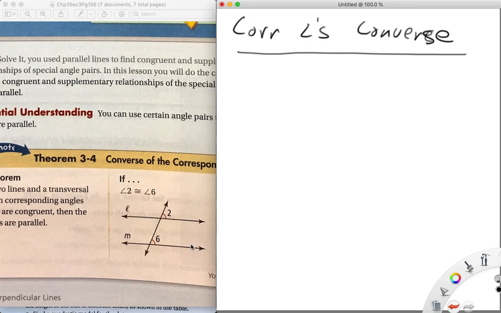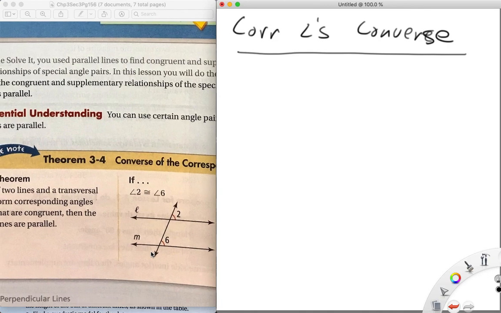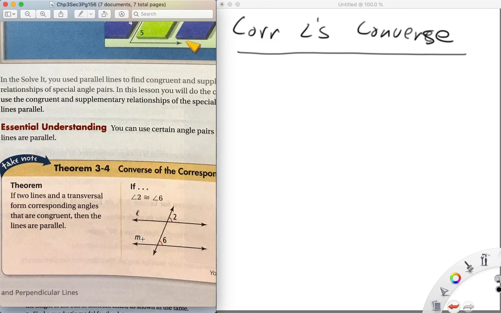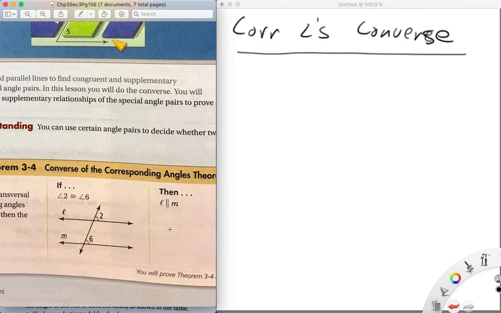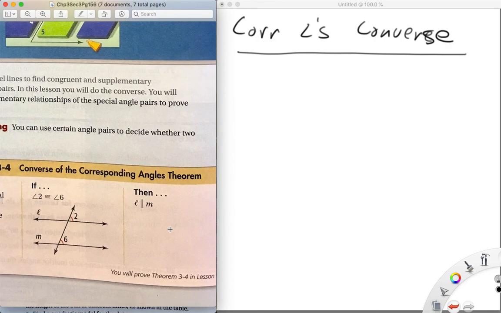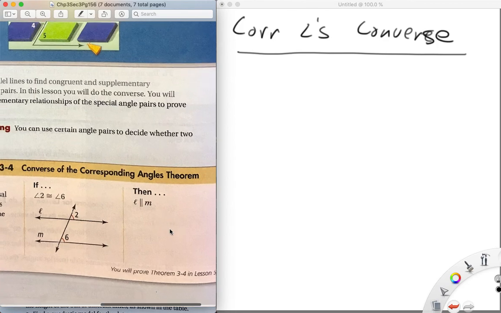If I have two lines and they're cut by a transversal, again, I don't know if they're parallel yet. What this theorem says is that if the corresponding angles, this guy in the top right, this guy in the top right, are the same, then these two lines must be parallel. That is the converse of the corresponding angles theorem.